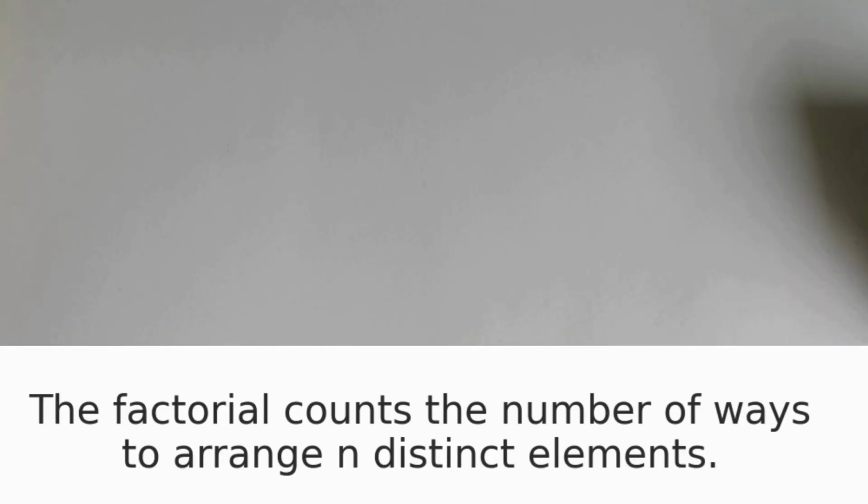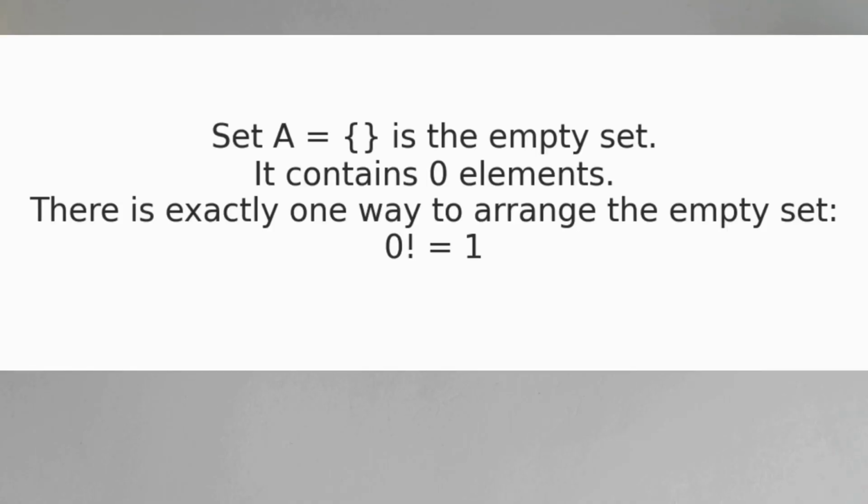And one more important thing, 0 factorial is defined as 1. If you enter 0 factorial in your calculator, you will get 1. You can't really show that with cars, but mathematically, if you have an empty set, there's exactly one way to arrange nothing. So 0 factorial is 1.